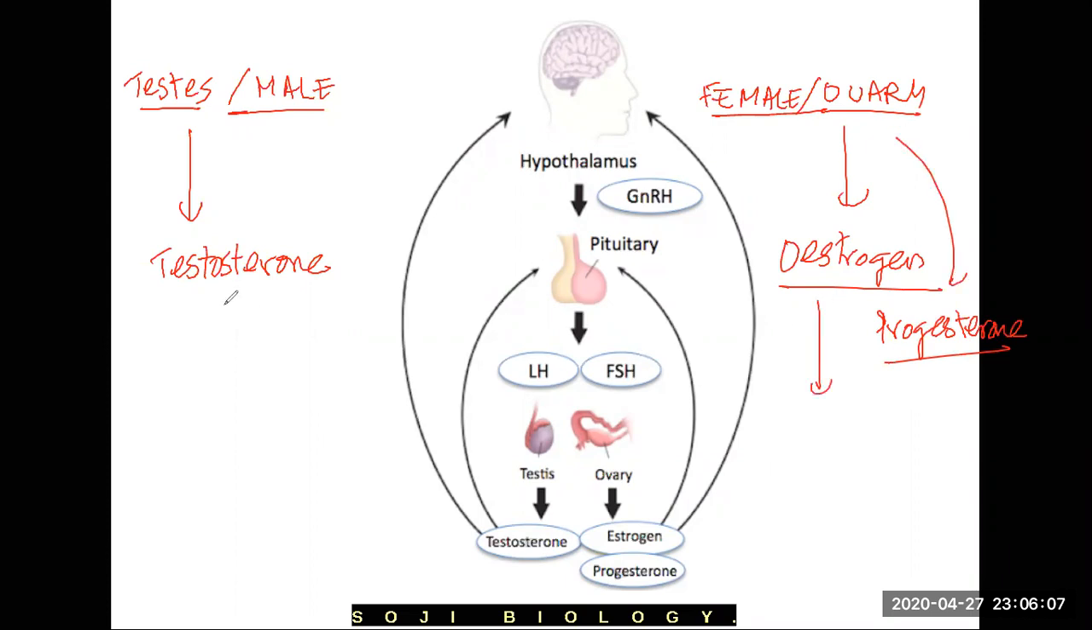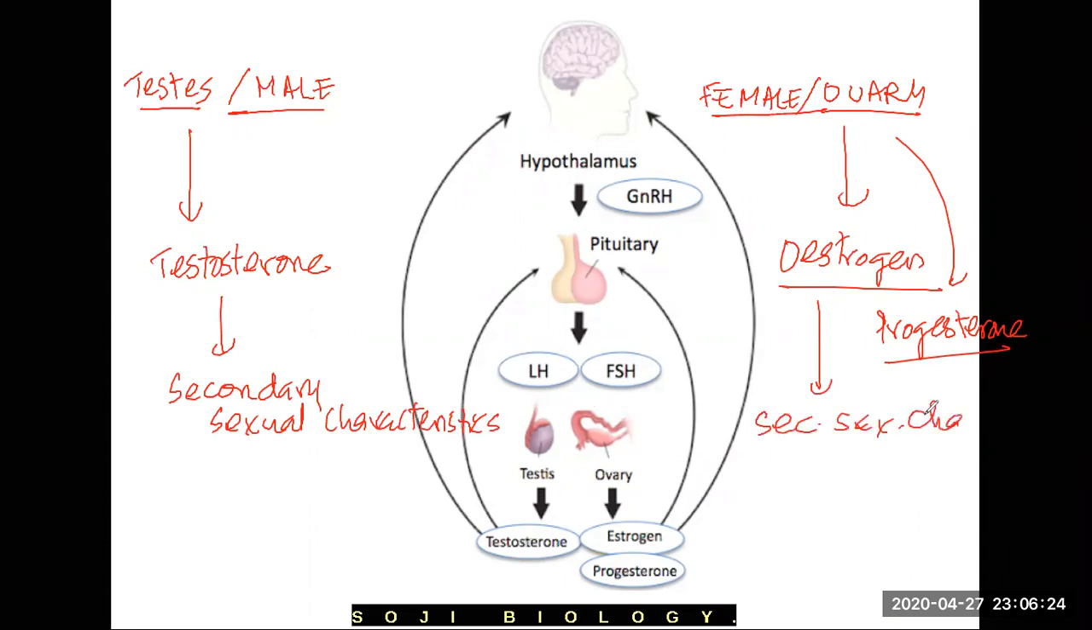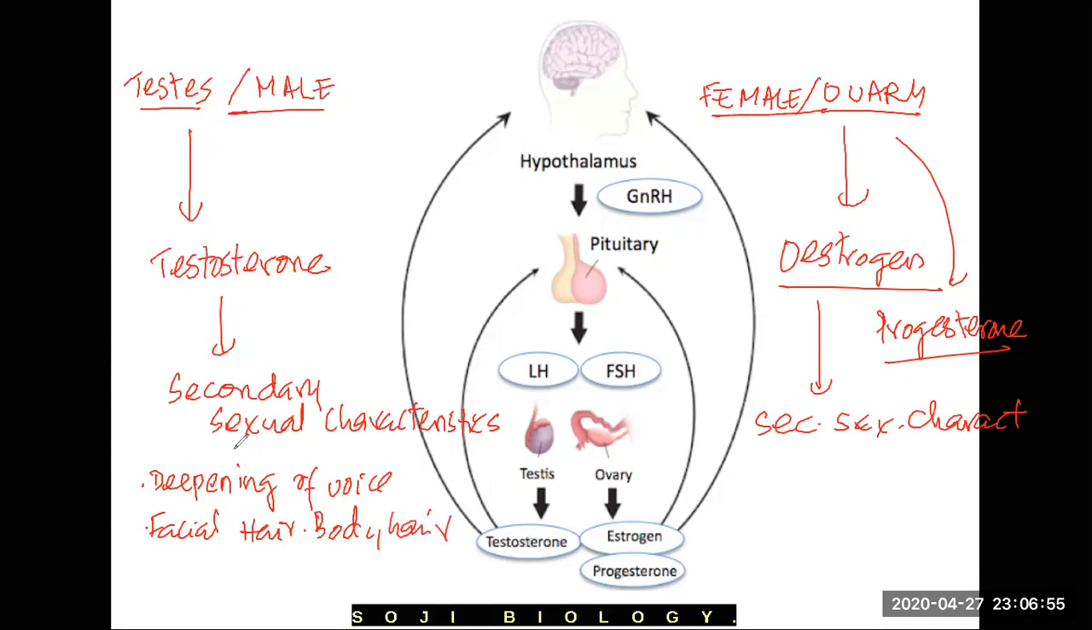But what does estrogen do? Estrogen and testosterone produce secondary sexual characteristics. Okay, we'll be studying it in another chapter. What are secondary sexual characteristics? For example, in a boy after the age of maybe 12 or 13, when he's in high school, you can see new features appear. For example, his voice becomes deeper. Deepening of voice, that's one feature. Appearance of facial hair, body hair appears.